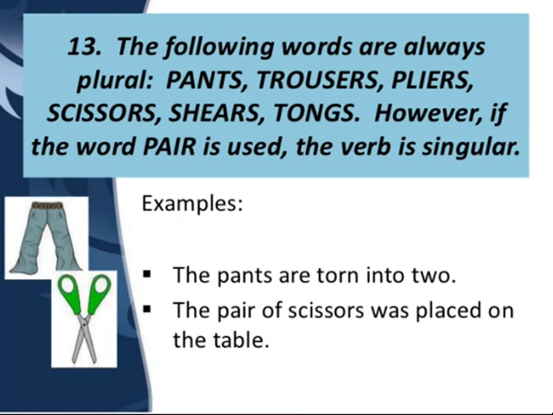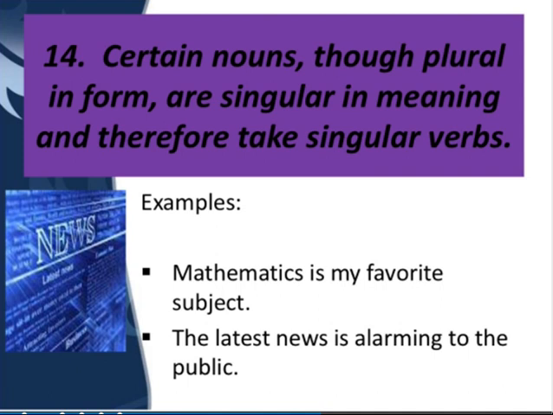Now let's have a look. That is rule 14 we have here. Certain nouns, though plural in form, are singular in meaning and therefore take singular verbs, like mathematics and the latest news. These also look plural: news, mathematics, economics, physics. They look or sound plural, but they are always taken as singular.